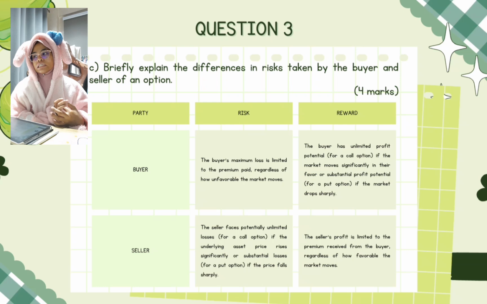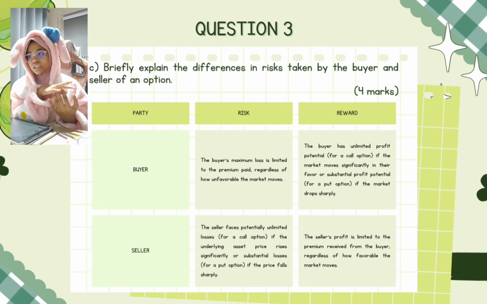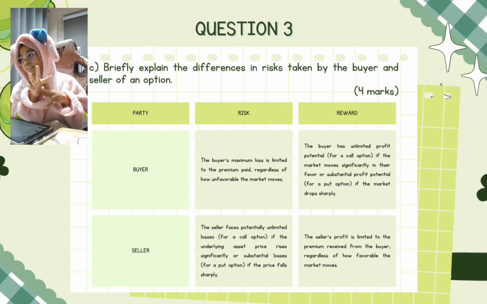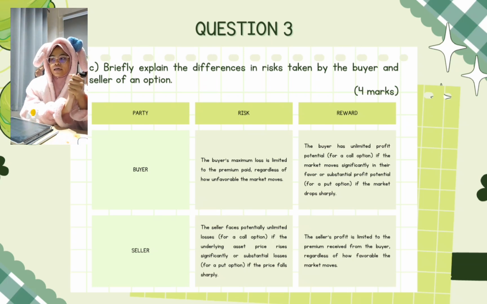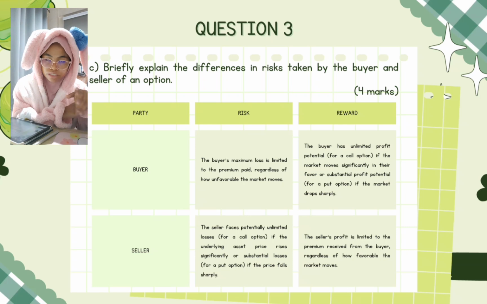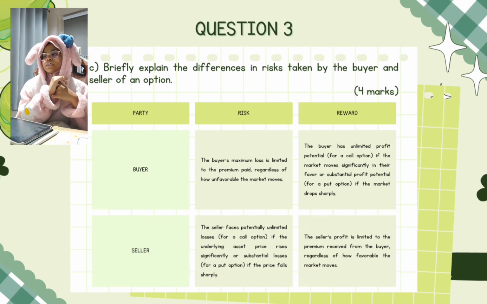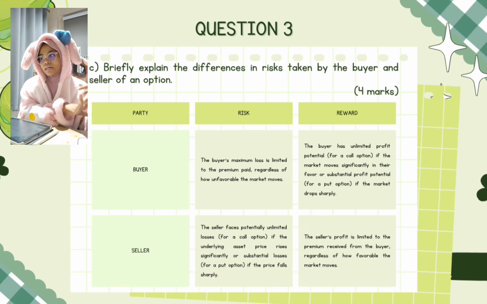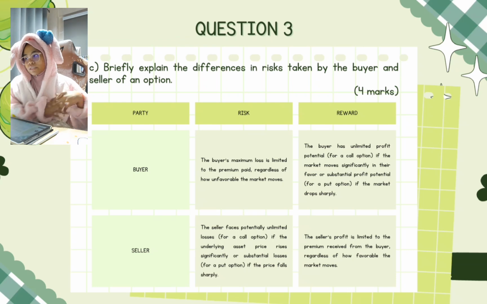So basically, the buyer of an option pays a premium to purchase the right, but not the obligation, to buy the underlying asset with a call option or sell it with a put option, at a predetermined price. For example, a call option buyer benefits if the underlying asset price rises above the strike price, and a put option buyer benefits if the price falls below the strike price.